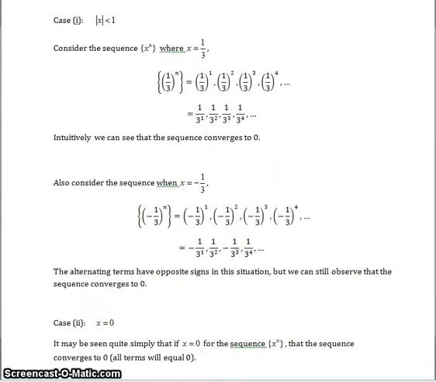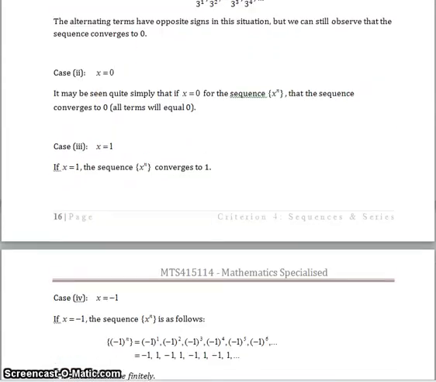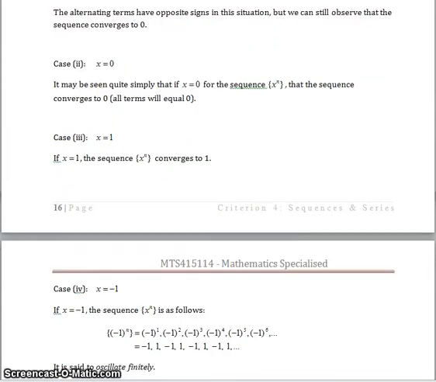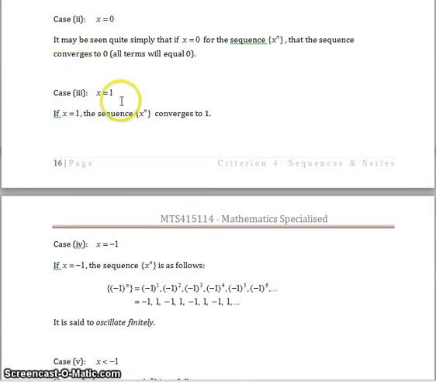Okay, so let's have a look at the next case where x equals 0. If x equals 0, then the sequence converges to 0 because all terms will equal 0. It's fairly logical, because 0 to the power of n will be 0. Third case, we have x equaling 1. If x equals 1, the sequence converges to 1, because 1 to the power of n, regardless of that value, will be 1. Every term will be 1.